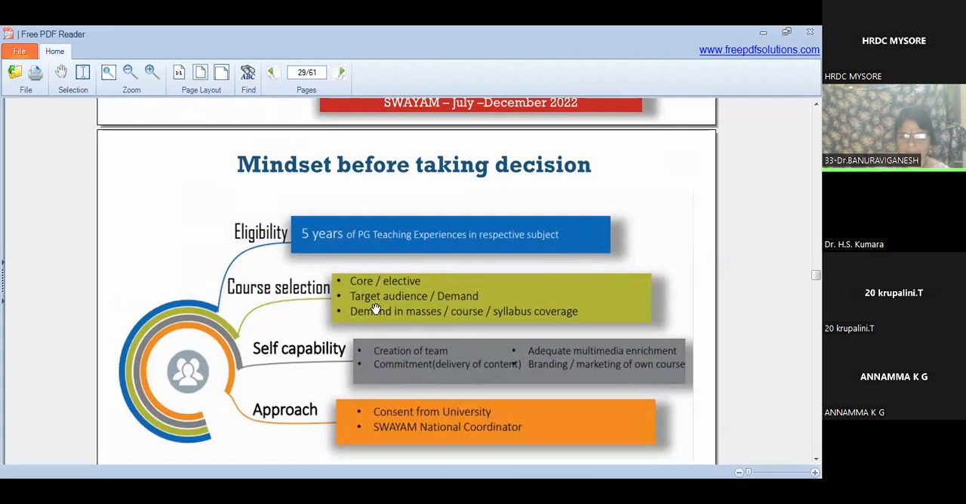Recently, a lot of attempts were made considering the criteria. Now they have made it not required for any kind of thing. Either UG or PG, you should have a minimum of 5 years of teaching experience. Then you will be the subject matter expert, or you can call it a course coordinator. You can design and develop the MOOC courses. Then also there is course selection, where you decide whether you are developing a course subject or maybe an elective.